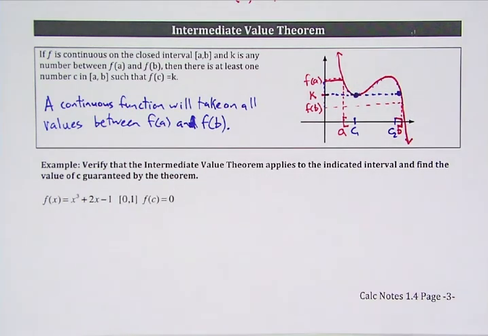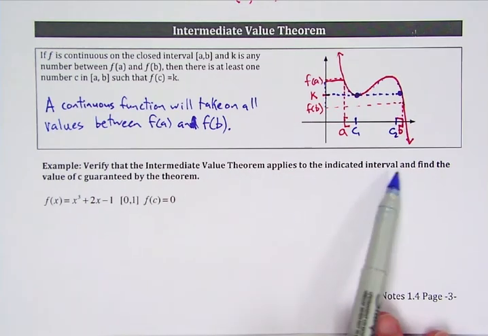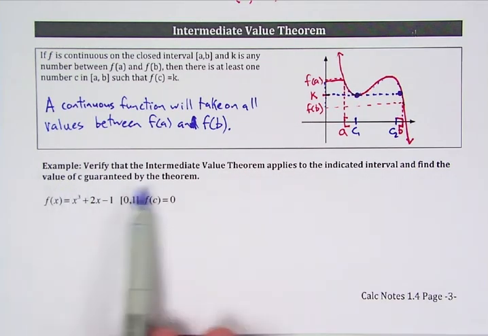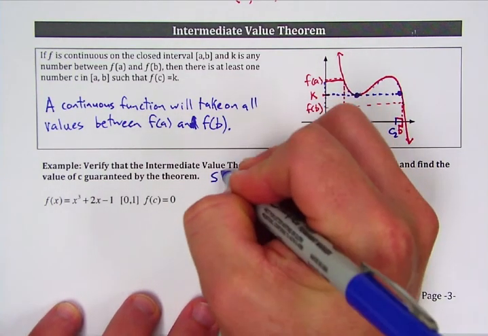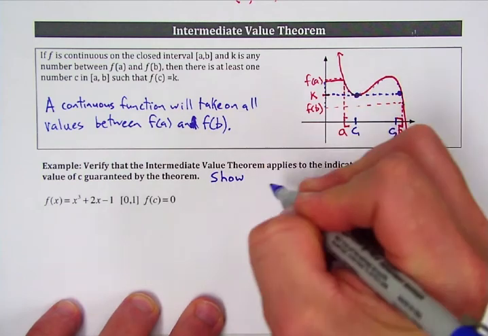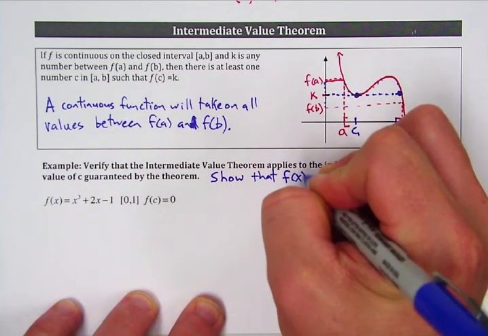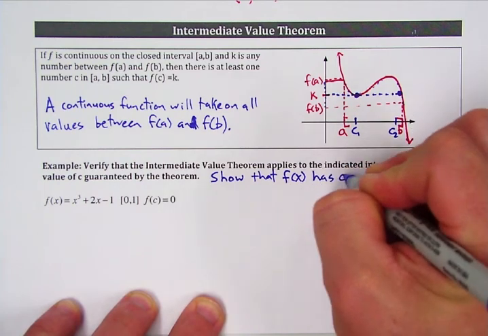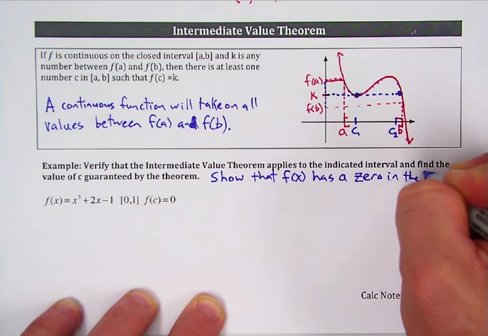So here's how we can apply it. It says verify that the intermediate value theorem applies to the indicated interval, and then find the value of c guaranteed by the theorem. And we want to add on one other question here. We want to show that f of x has a 0 in the interval.